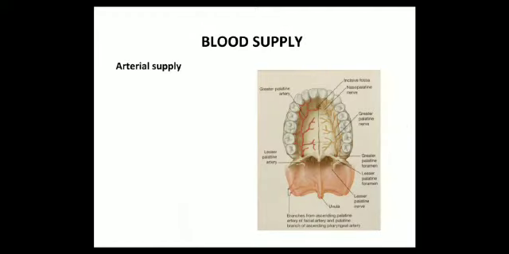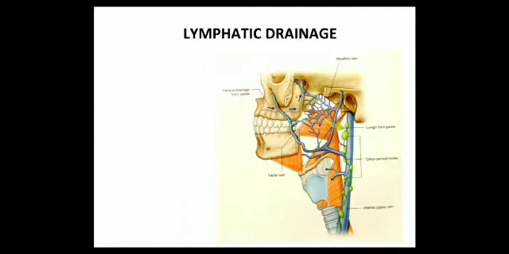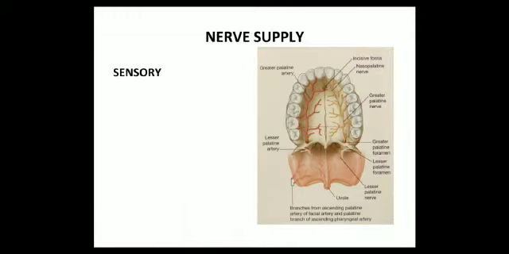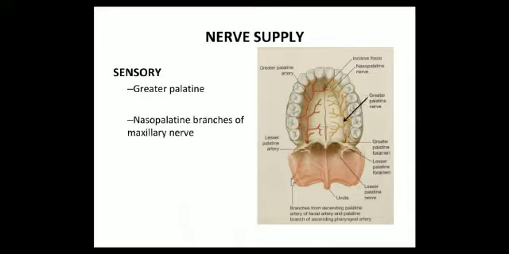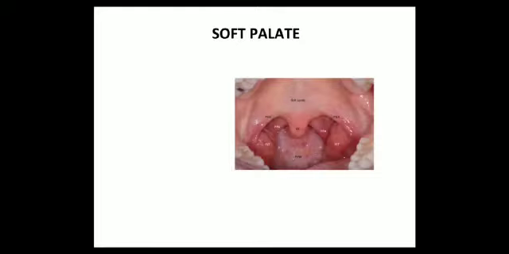The blood supply is by the greater palatine artery. The venous drainage is by the pterygoid plexus of veins. The lymphatic drainage is by the retropharyngeal nodes and the deep cervical lymph nodes. The sensory nerve supply is by the greater palatine nerve and the nasopalatine branches of the maxillary nerve. The secretomotor fibers from the pterygopalatine ganglion run with the nerve to supply the palatine mucous glands.